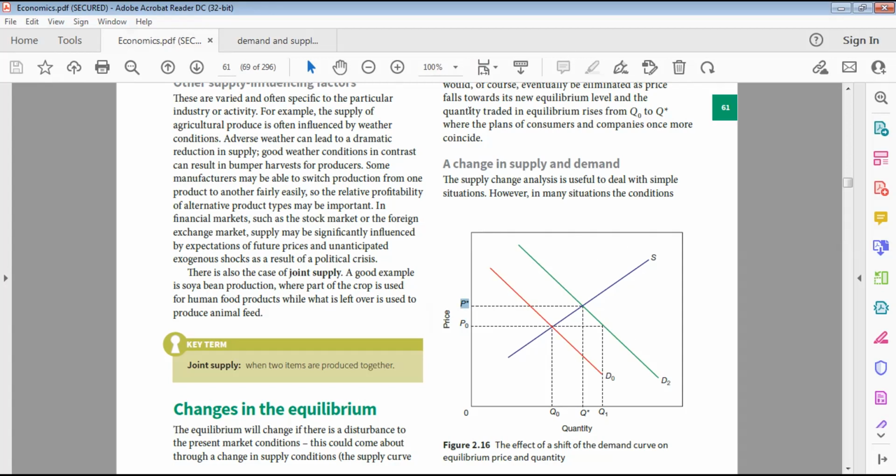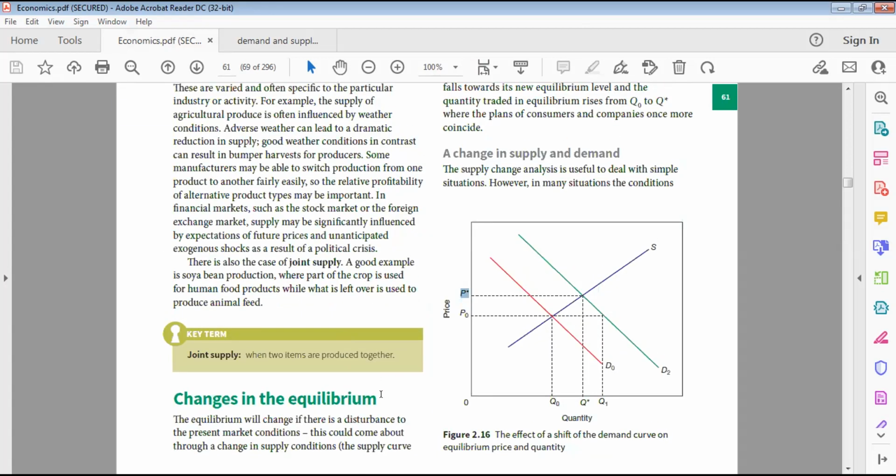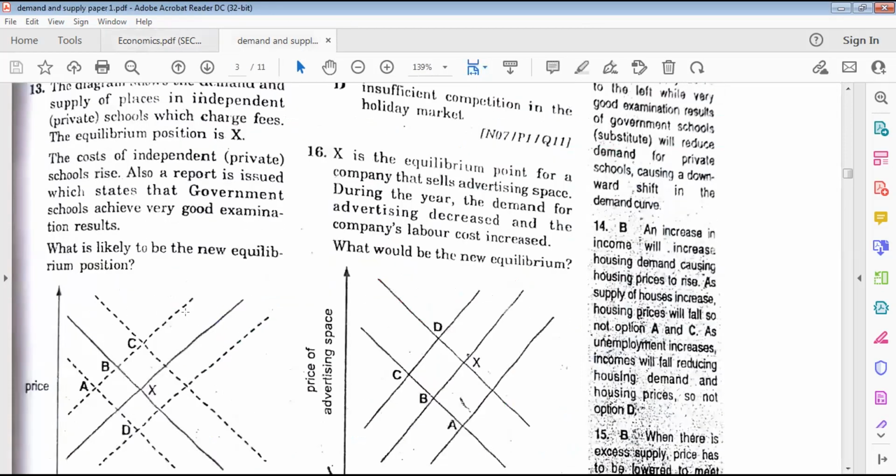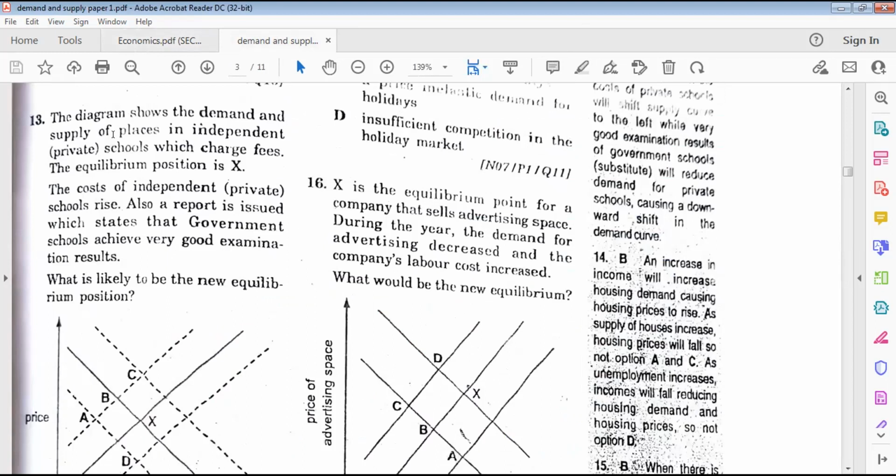So let's stop here for today. You can revise whatever you have learned so far. And from your book, you can study this part, changes in the equilibrium. In the next class, maybe we'll solve some questions like this. These are real exam questions, so you'll understand that.